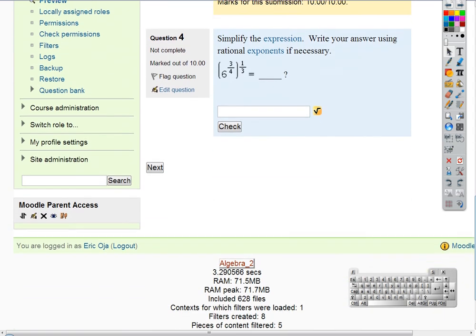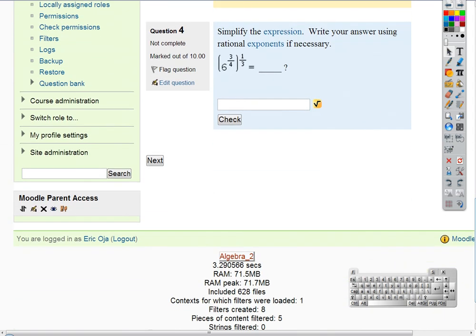Okay, simplify the expression. Write your answer using rational exponents if necessary. So, just properties of exponents is all this is. Okay, so what do our properties of exponents say? Don't even worry about the fraction part for a second. Just regular properties of exponents. If I take a power to a power, what do I do to the exponents? Multiply. If I multiply like bases, I add the exponents. But if I'm taking a power to a power, I multiply.